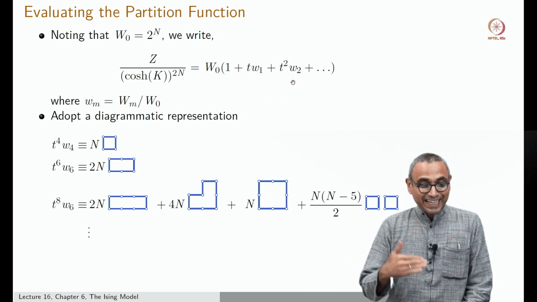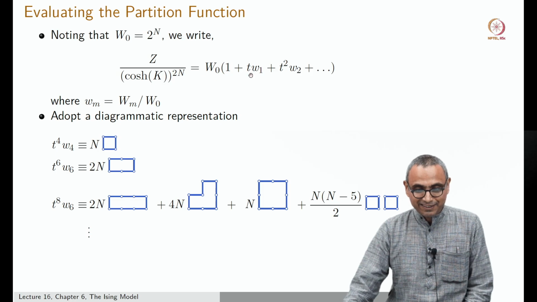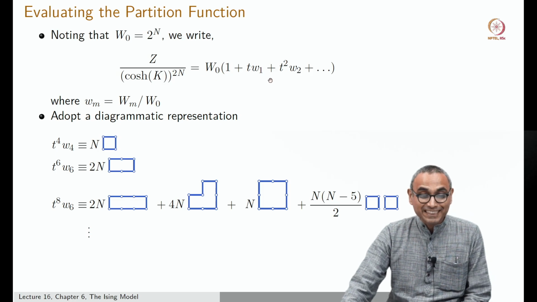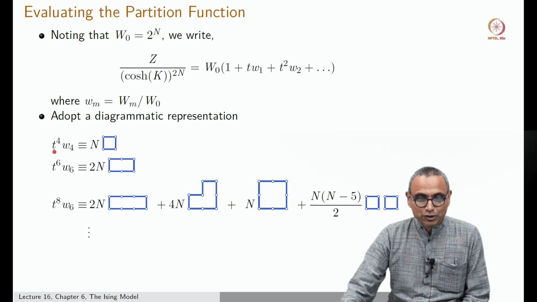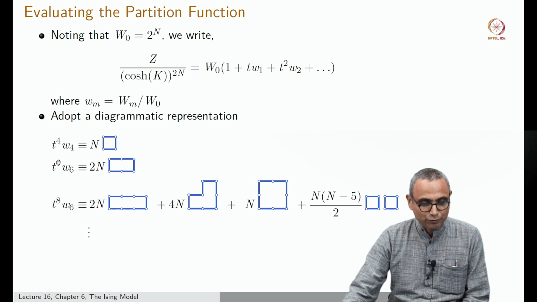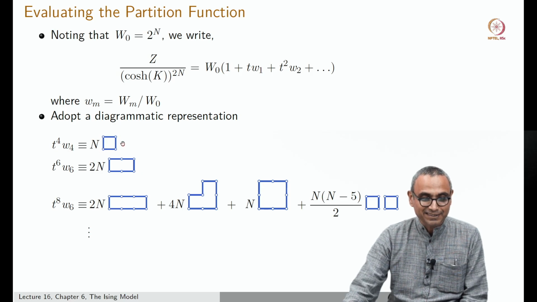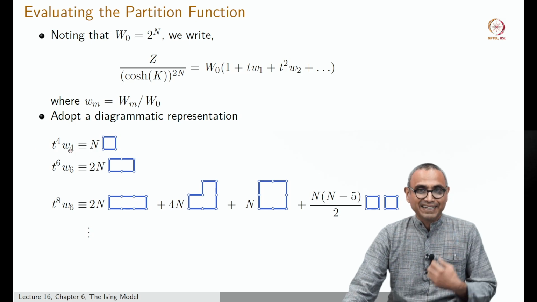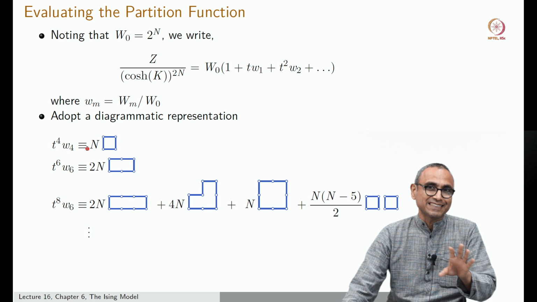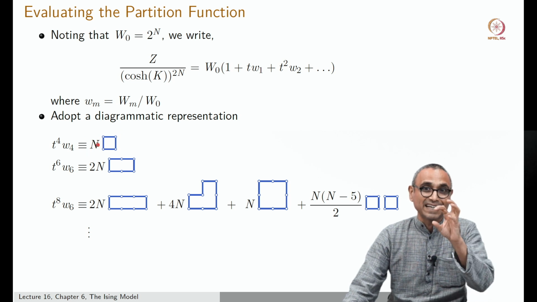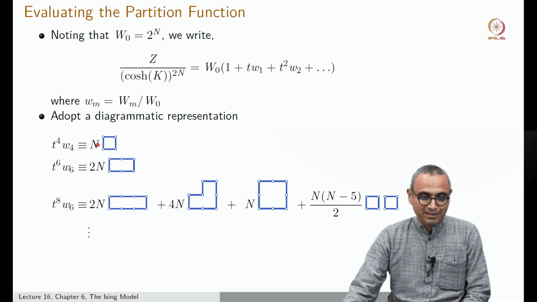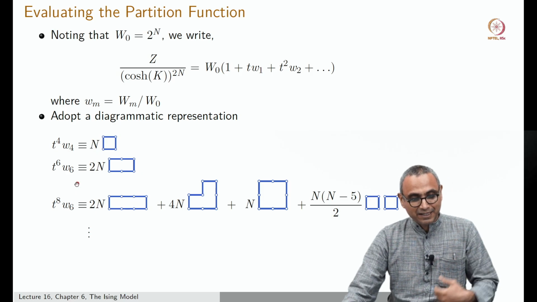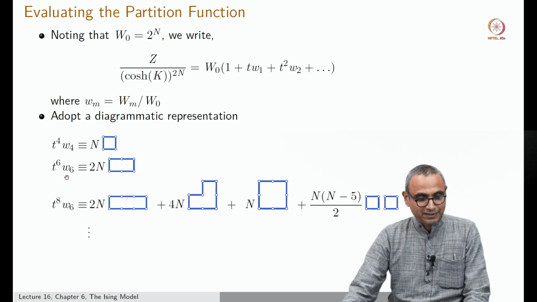Now we can adopt a diagrammatic representation of these terms. So what is this diagrammatic representation? The first non-zero term will occur, of course, at t to the 4, as we have seen. So t to the 4 W4 is represented in a picture as n times this quantity. Every time you see this blue line here, that's a power of t. And this W value is simply, in this context, the degeneracy of this link picture. If you look at other terms, you'll probably get different answers.